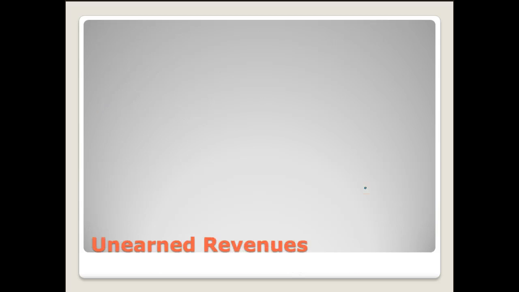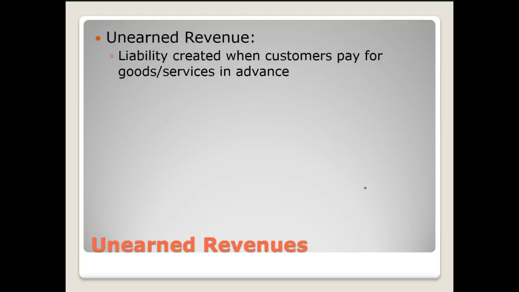Another common form of a current liability is something you've seen before, and that's unearned revenues. Remember, an unearned revenue is a liability that gets created because customers pay in advance for their goods or their services. The amount of that prepayment is a liability. Now, one very specific unearned revenue that we haven't dealt with yet are gift cards or gift certificates.